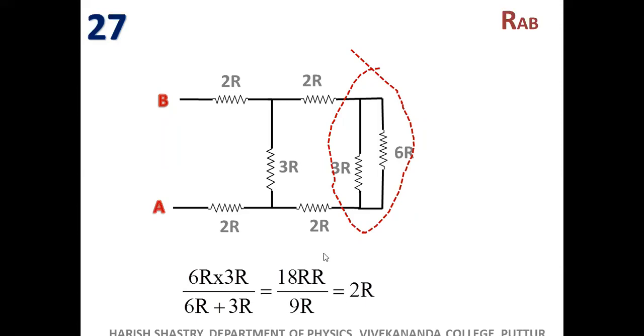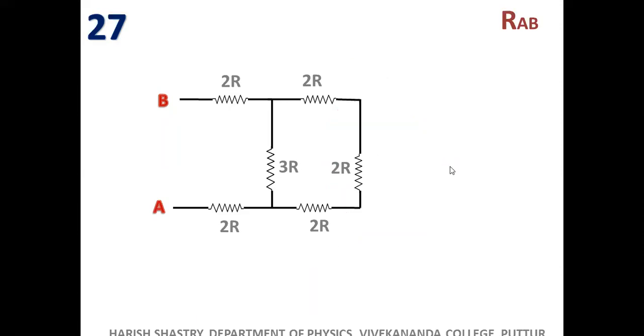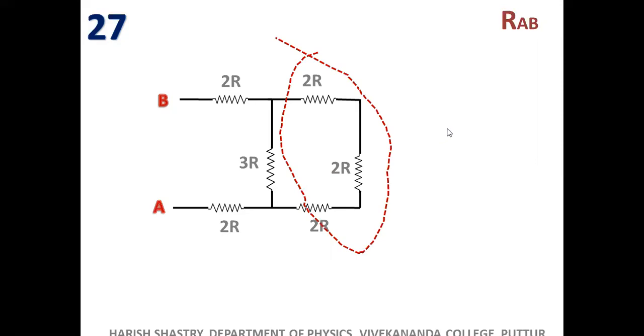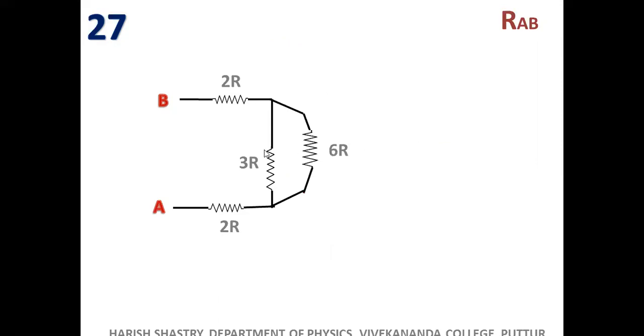Similar to that solution, this is 2R. Shall I replace these 2 resistors by 2R? Now again 2R, 2R, 2R is 6R. I will replace these 3 resistors by 6R and connect it here.